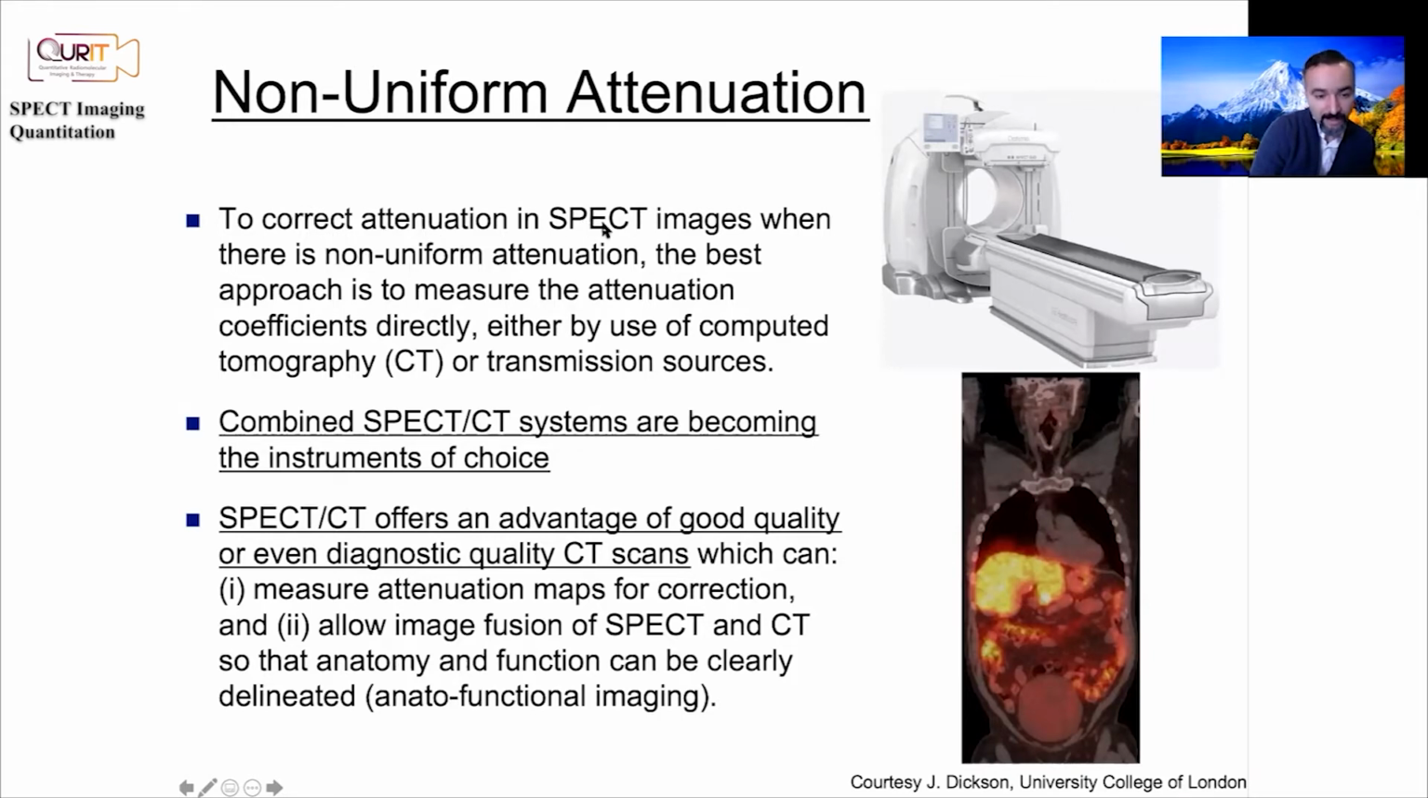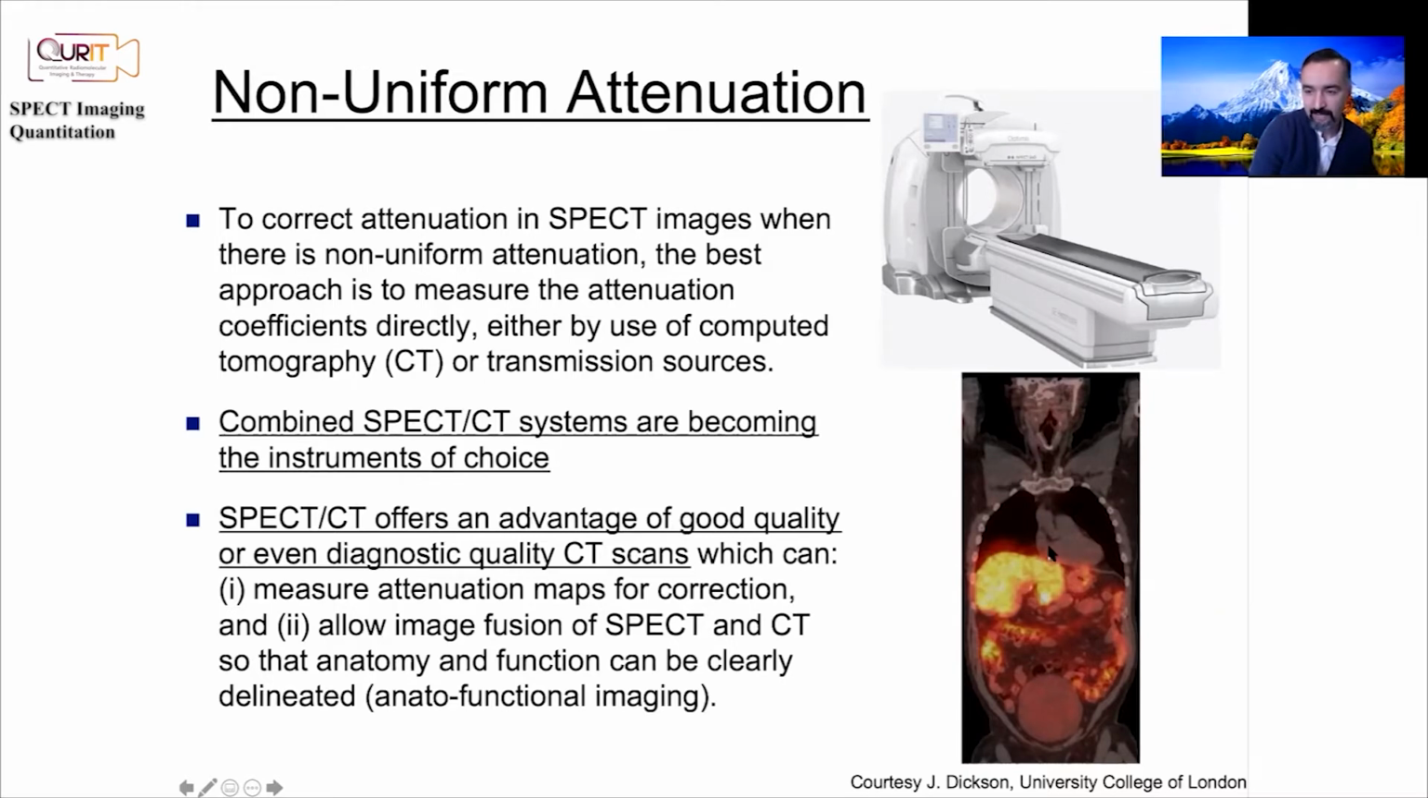So to do that, the best approach is to actually measure the attenuation coefficients directly. Now, you could use this conventionally. People who did try to do that will use transmission sources, but even better and faster is to use CT systems, like a combined SPECT CT. So here's an image of a combined SPECT CT as an example of a camera.